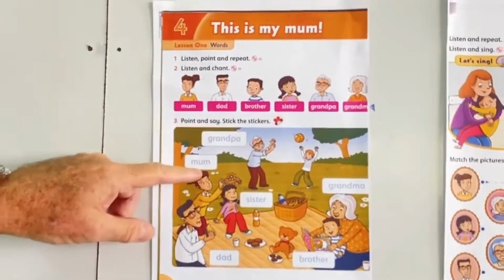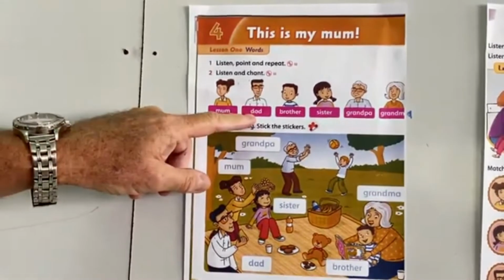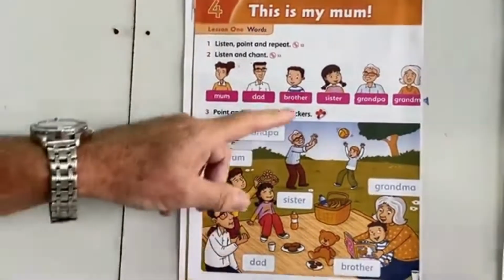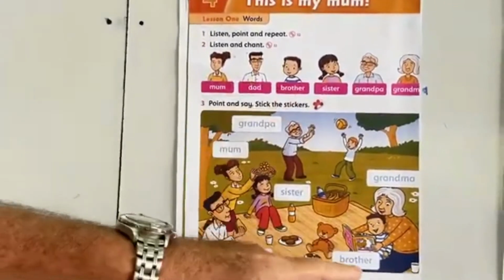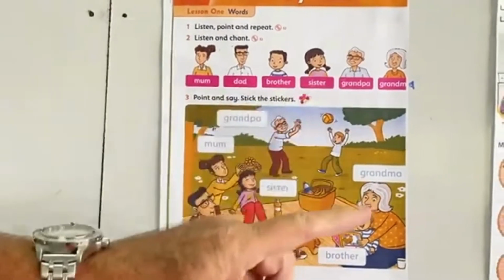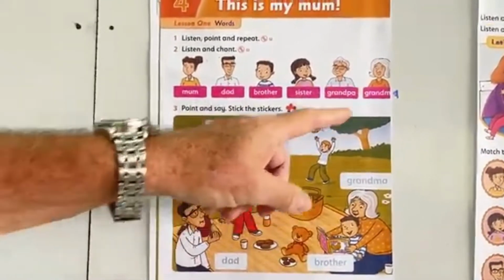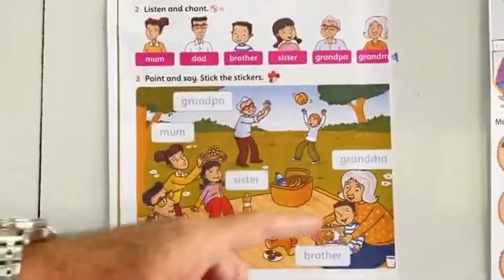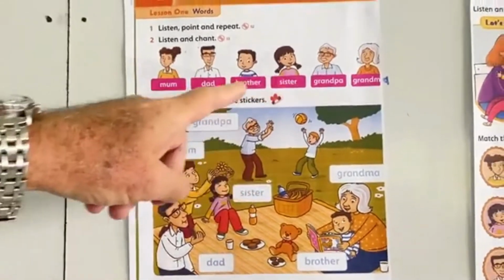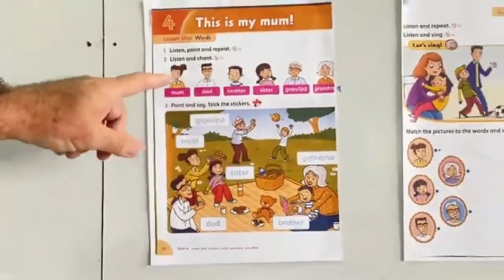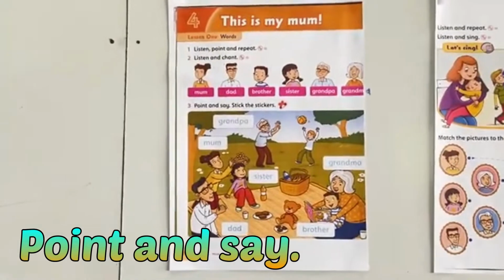We've got Mum. We've got Dad. We've got Brother. We've got Sister. Grandpa. And Grandma. Okay. Now, get your finger. See if you can point to them like I say them.